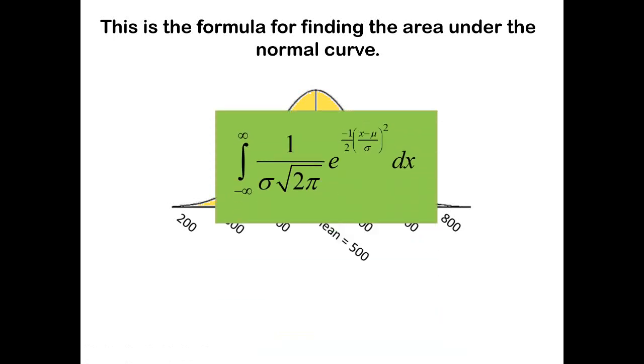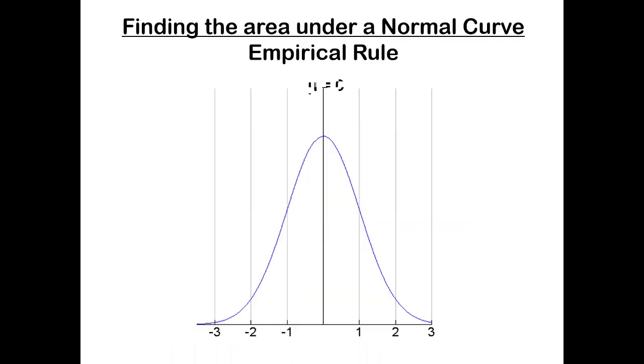So in order to find this area, we can use this formula right here. Now, if you haven't taken calculus, and maybe even if you haven't taken BC calculus, then this is probably going to look a little bit weird for you. So there's got to be an easier way than this, because calculus isn't required for this course, and there is. We can use something called the empirical rule.